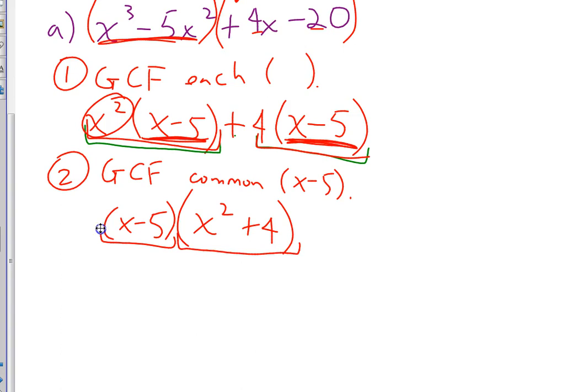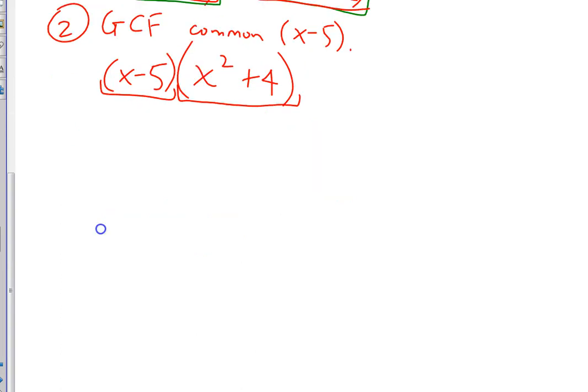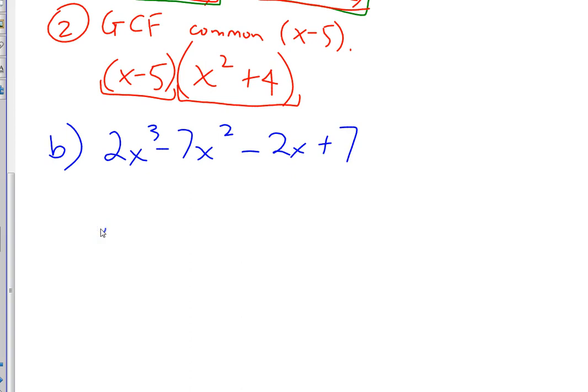Let's try it one more time. What if I had this problem? In example B, if I gave you, say, 2x cubed minus 7x squared minus 2x plus 7. Well, let's see. It's definitely a cubic. There are 4 terms. And the ratio of the first 2 terms, 2 to -7, is that the same thing as the ratio of -2 to 7?